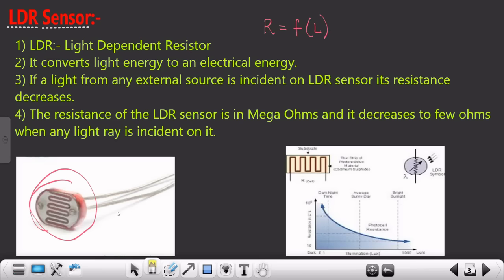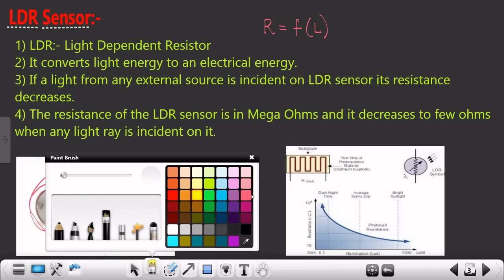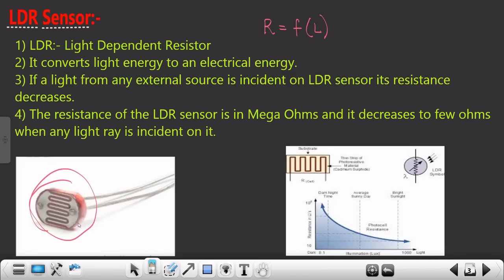Okay, if the intensity of the light which is falling on this particular LDR sensor is more, so as you can see, the resistance of this LDR sensor is decaying exponentially. This is how it is going to decay exponentially. Okay, so I hope you understood this concept of the LDR sensor and obviously the working part of the LDR sensor.